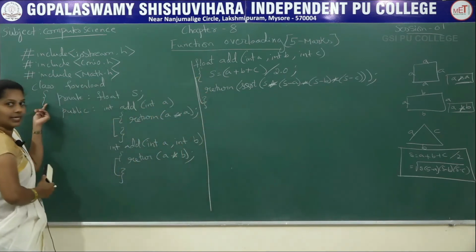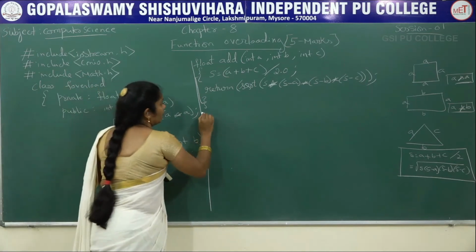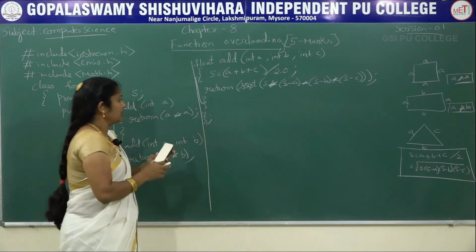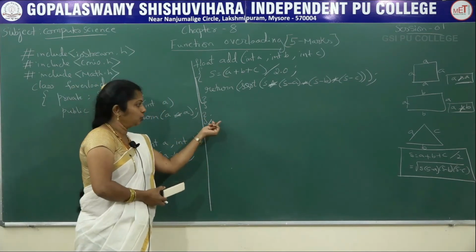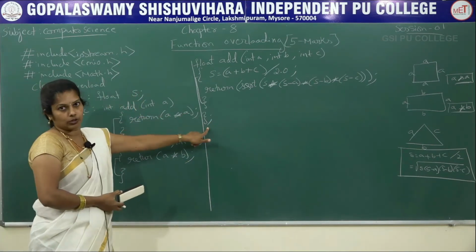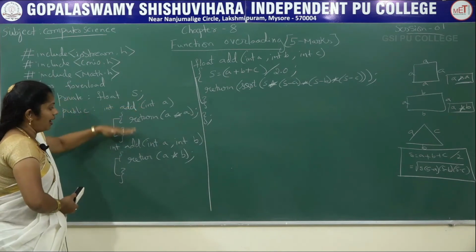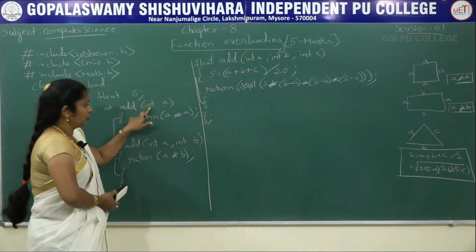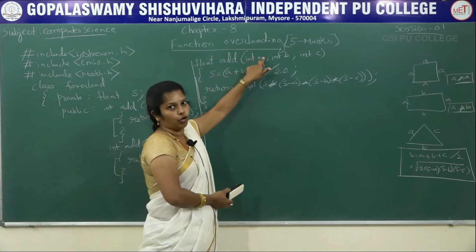But here we have opened the class. Now we will close the class. While closing the class, after putting close the flower bracket, you have to put one semicolon. Here which bracket we open, here it is closed. Totally 3 functions, add. 1 argument, 2 arguments, 3 arguments.